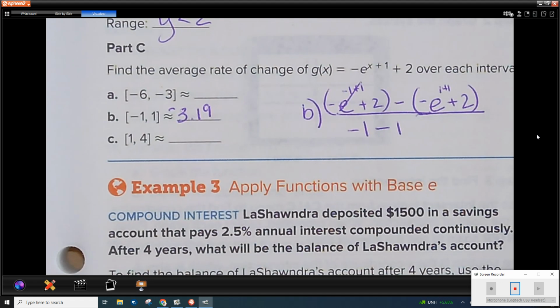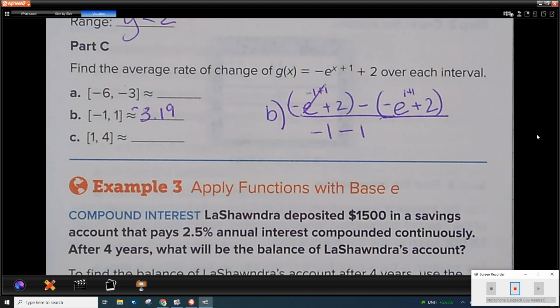All right. You do have to do a couple rate of change on your assignment. They're part C's on 14 and 15, I believe.